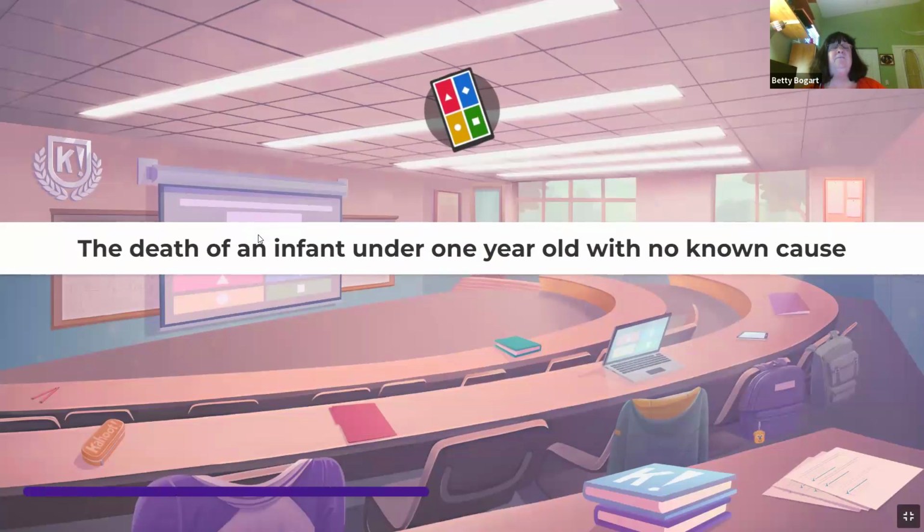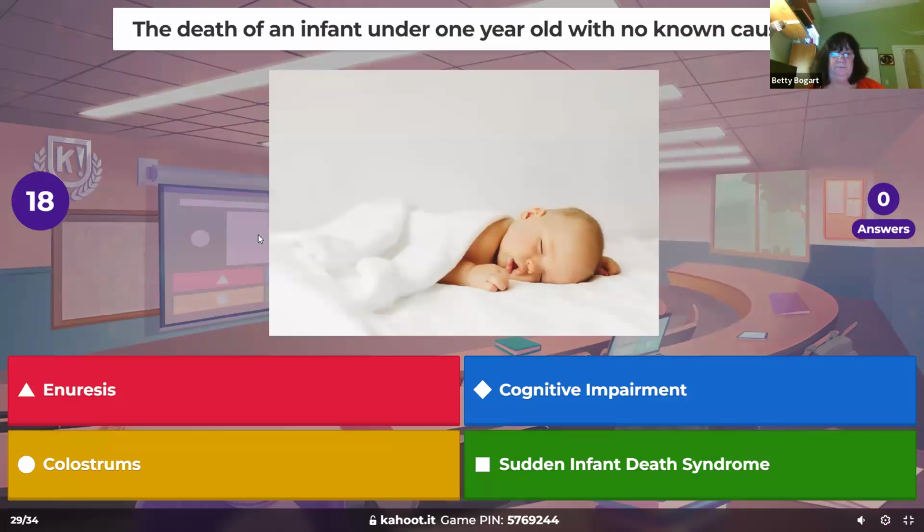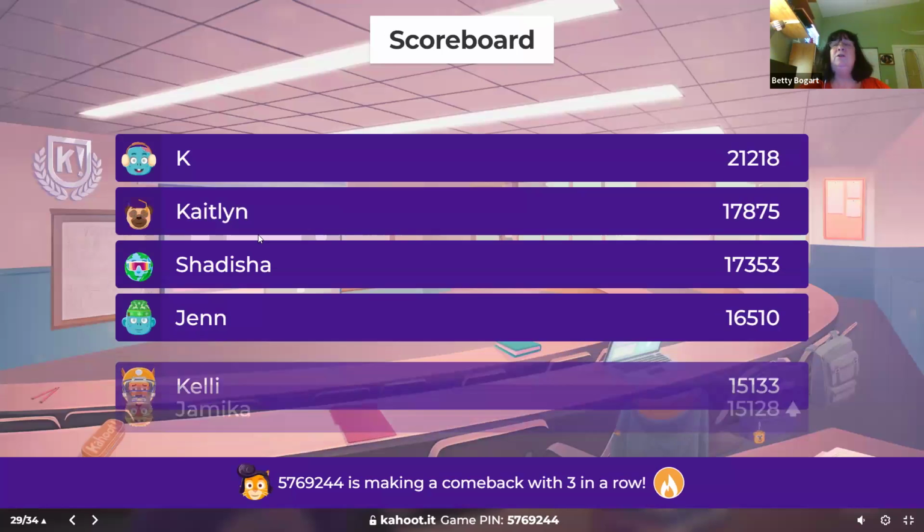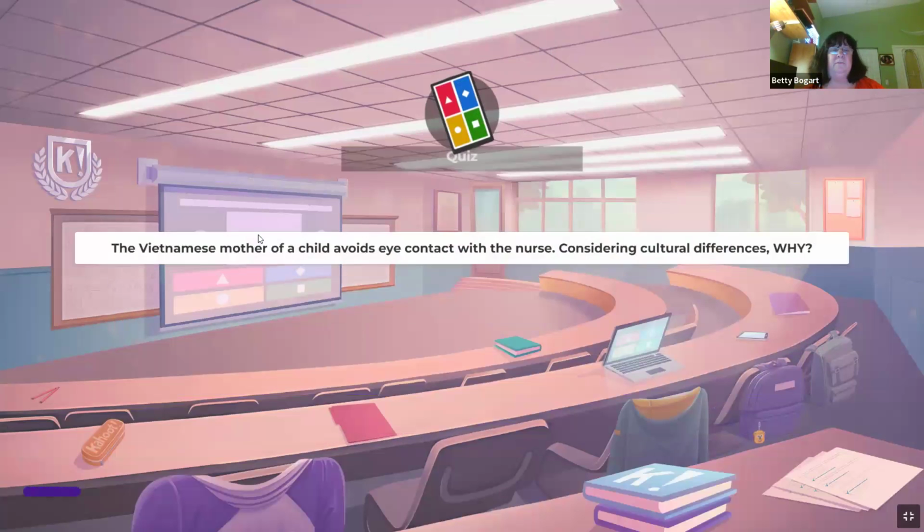The death of an infant under 1 year old with no known cause. What is it called? And that's SIDS. It's sudden infant death syndrome. We're going to talk about more of that next week.